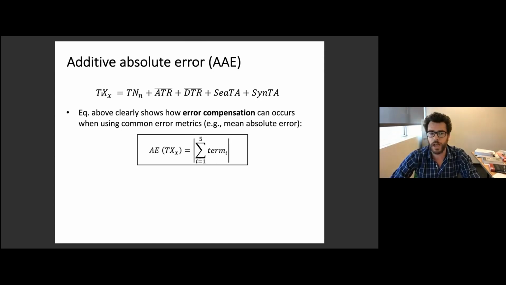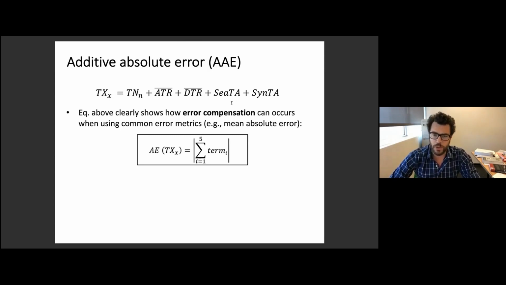In particular, we can have 0 by having very, very large errors in the minimum temperature and very large errors in the amplitude of the temperature, the annual temperature range, or the diurnal temperature range, or the seasonal anomaly term, or the synoptic anomaly term.